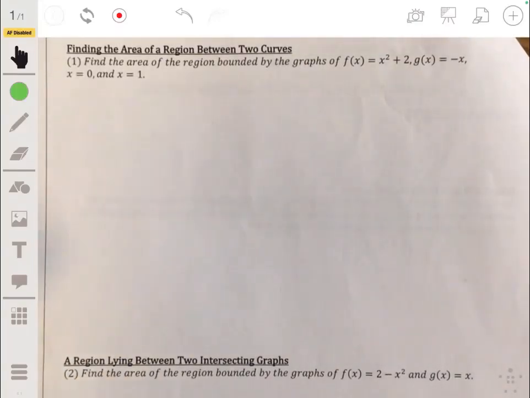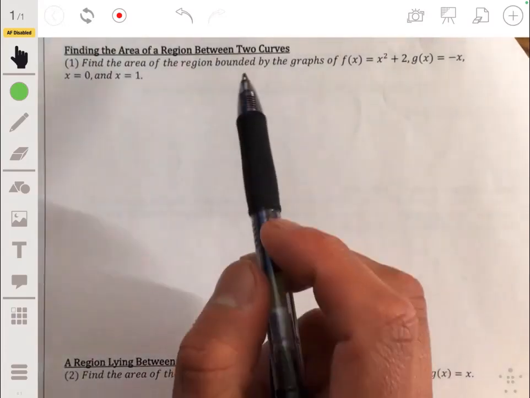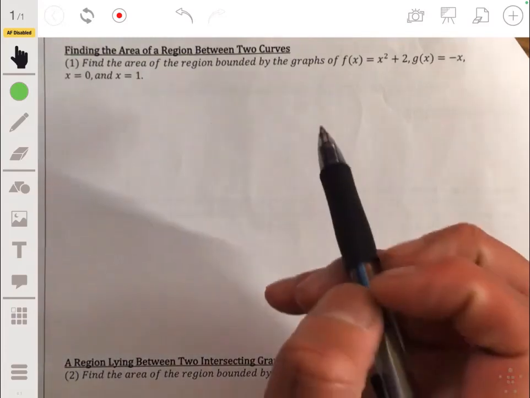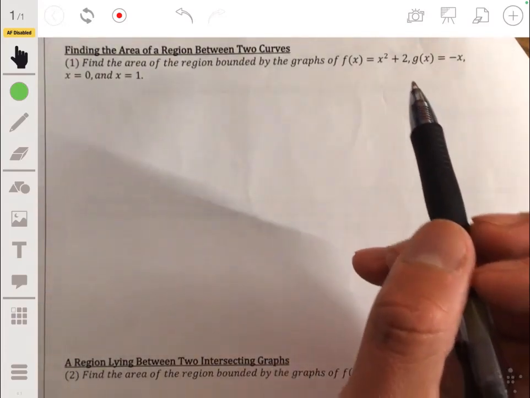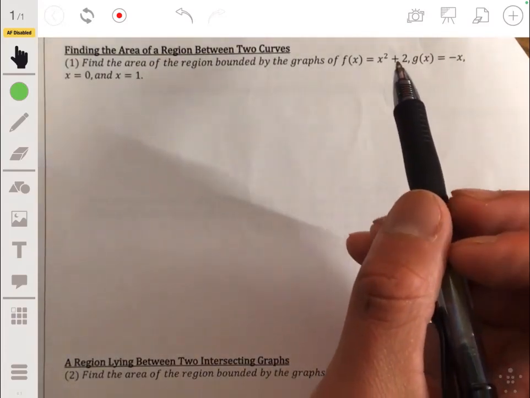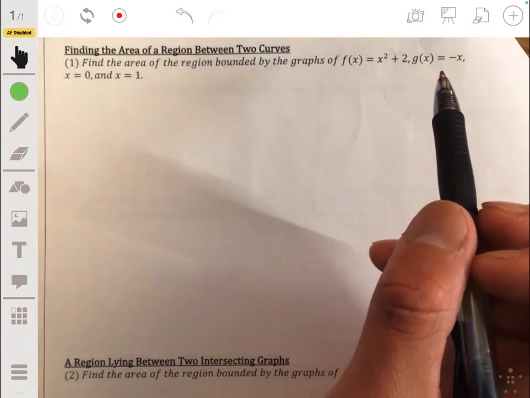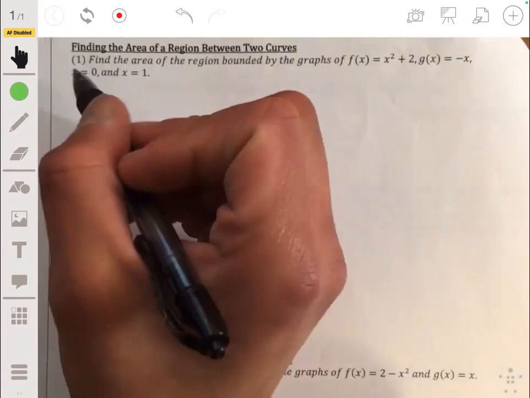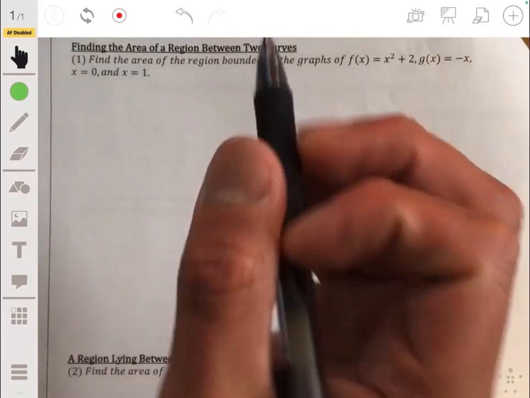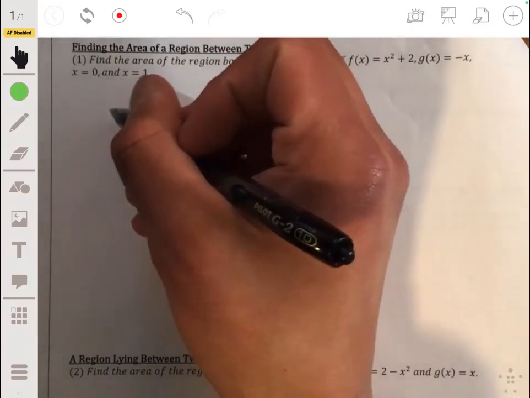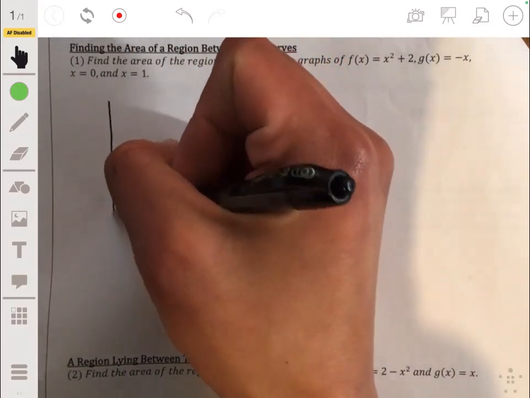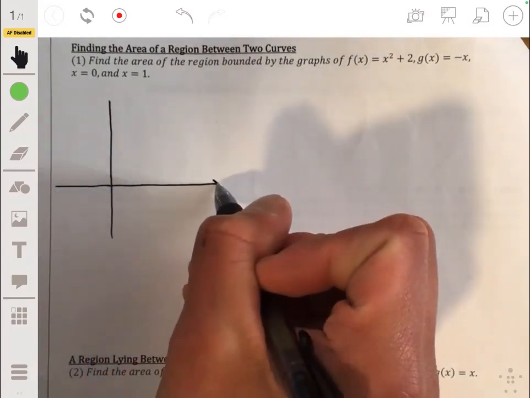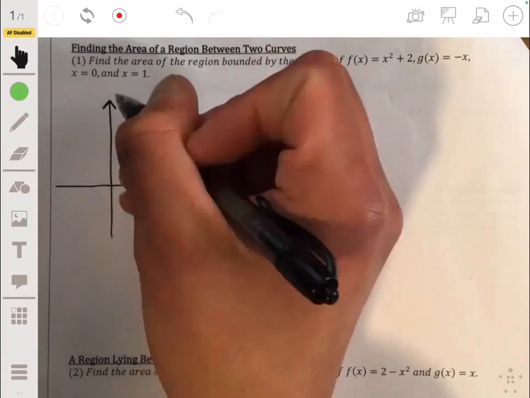All right, so we're going to go over how we find the area of a region that's trapped between two curves. So let's look at this area we have here. It's going to be bounded by the graphs of f of x, which is equal to x squared plus 2, as well as g of x, which is equal to negative x, and the lines x equals 0 and x equals 1. So let's first just draw a sketch so we can see exactly what we're trying to figure out the area of.